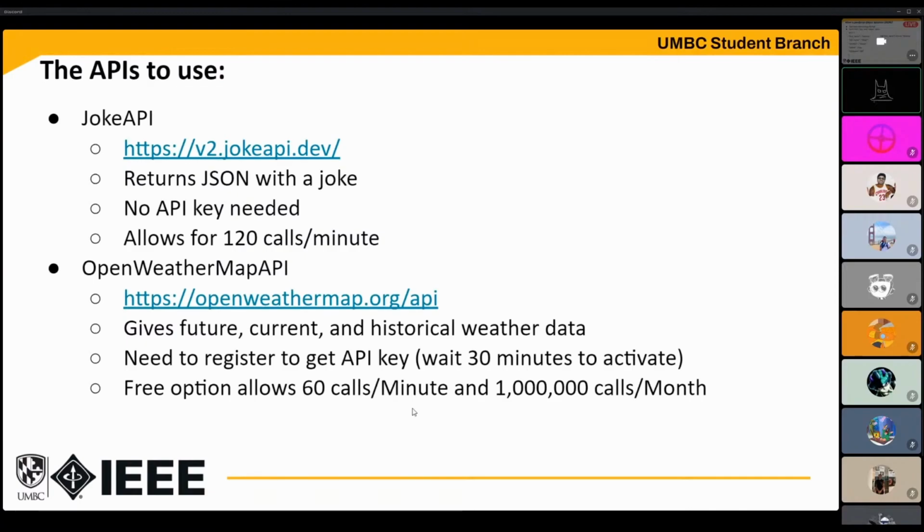But the free option gives you just about what you need. It lets you do 60 calls per minute, which is like a call a second, and lets you make 1 million requests per month, which is still pretty insane. You're going to be limited to certain parts. Like this gives you historical data, current data, and future data. It can also give you random data of different places in the world that you wouldn't usually expect weather data from. And the paid versions allow you to do that.